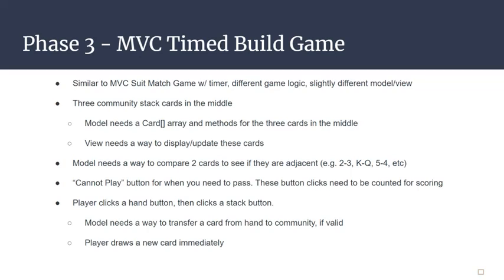One more thing I thought about is maybe a little tricky, I'm not sure, but to play a card in the middle, as a player, you click a button for a card in your hand, then you click a button on the stack in the middle. So the model needs a way to transfer a card from the hand to the community pile if it's a valid card. And I think that could be really easy if you just maybe copy the hand card into a temporary card object. And then afterwards, if it is valid, the player draws a new card, which is not too difficult either. And that's it.